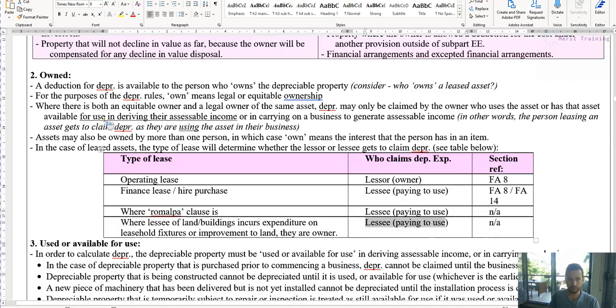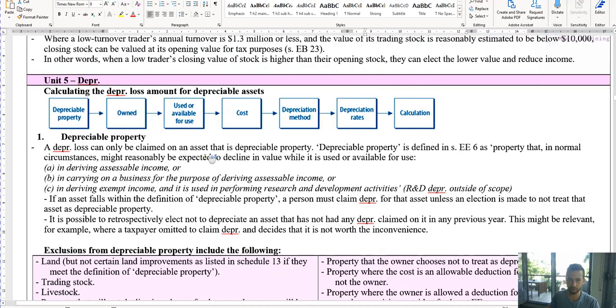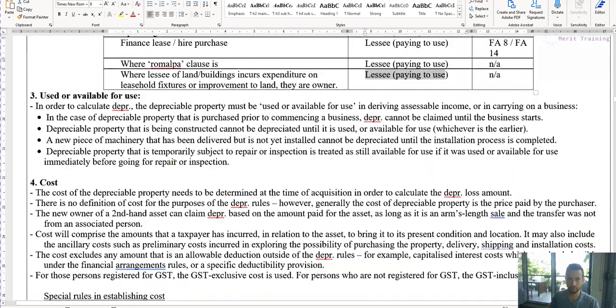So the next step is, per the flowchart, used or available for use. In order to calculate depreciation, the depreciable property must be used or available for use in deriving assessable income. Just like in deductions in the earlier chapter, where we discussed that in order to be an allowable deduction, there needs to be a nexus to assessable income, the asset itself must be used for deriving assessable income.